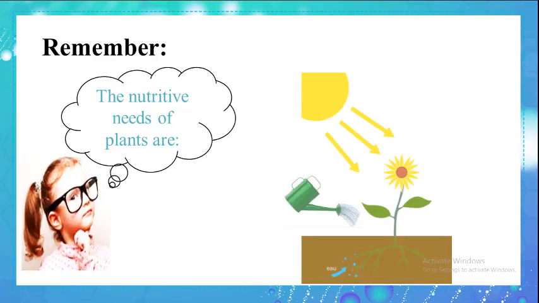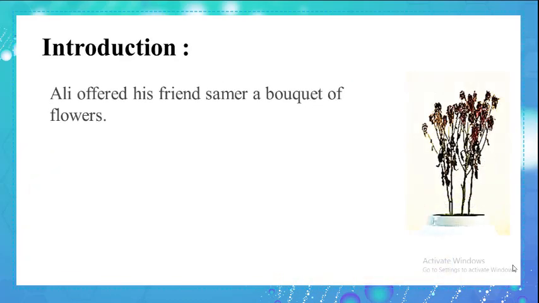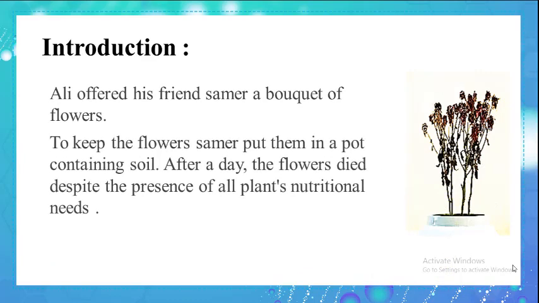Remember, the nutritive needs of plants include sunlight, carbon dioxide, water, and mineral salts. Ali offered his friend Samer a bouquet of flowers. Samer loved the flowers and wanted to keep them fresh longer, so he put them in a pot containing soil. After a day, the flowers died, despite the presence of all nutritional needs of the plants.